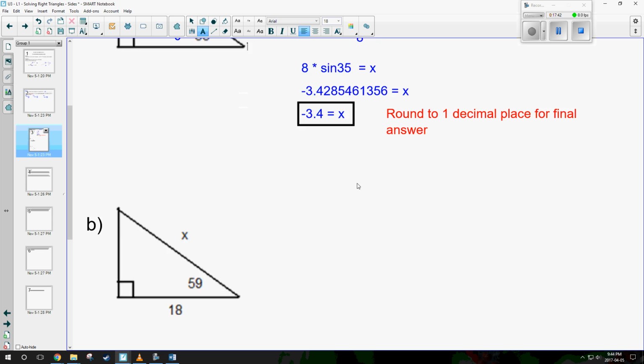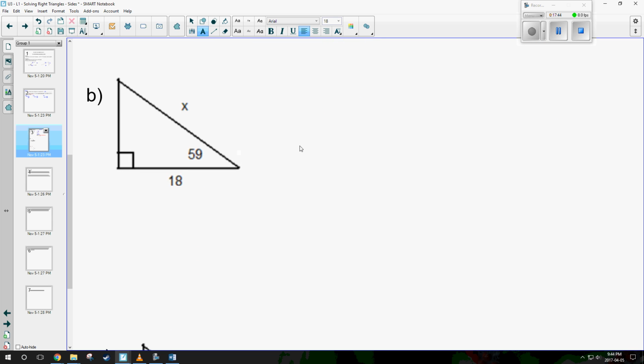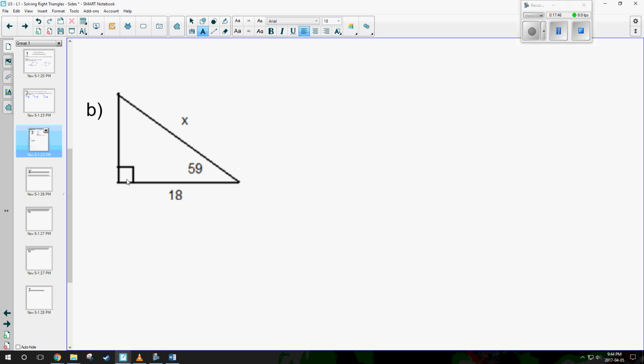Let's take a look at our second example here. So again, we're given a right angle triangle. Let's label the pieces of information that we're given. So because 59 is inside our angle, we know that it is an angle, which is the theta value.